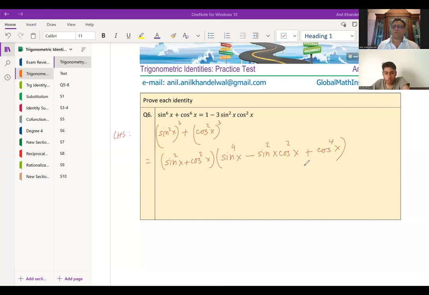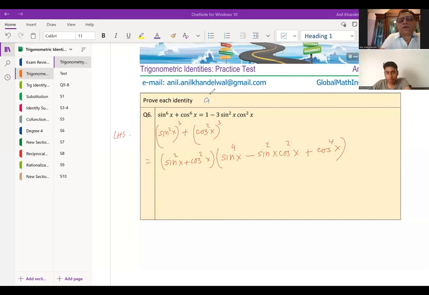Sir, I understand the first half where it's sine square x plus cos square x. But when we get sine 4x minus sine to the power of 2x multiplied by cos squared x plus cos to the power of 4x, how do we get that part? Let me show you. Like expanding the formula? Let's see.